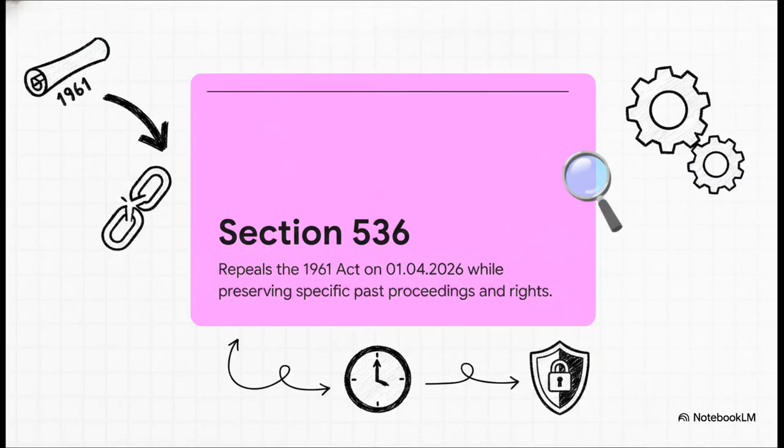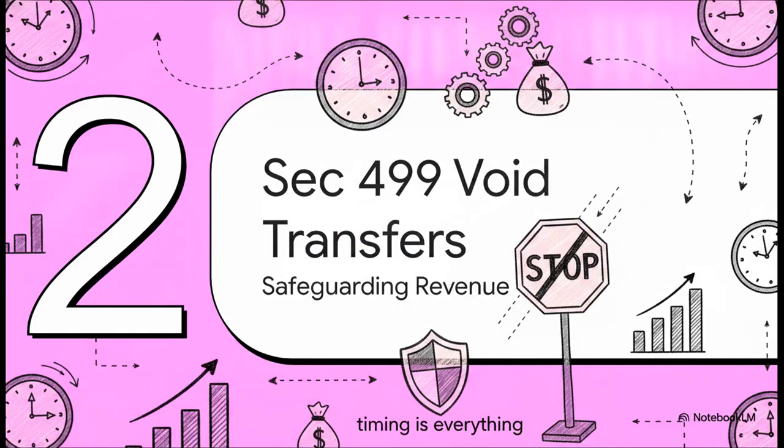Concurrently, we have Section 536. If Section 499 is the shield, Section 536 is the statutory backbone of the entire transition. It does two massive things. First, it formally repeals the 1961 Act effective April 1, 2026. But second, and this is crucial, it ensures we don't plunge into a legal vacuum by preserving specific historical proceedings and rights. Moving on to Part 2, let's take a closer look at Section 499 and those void transfers.